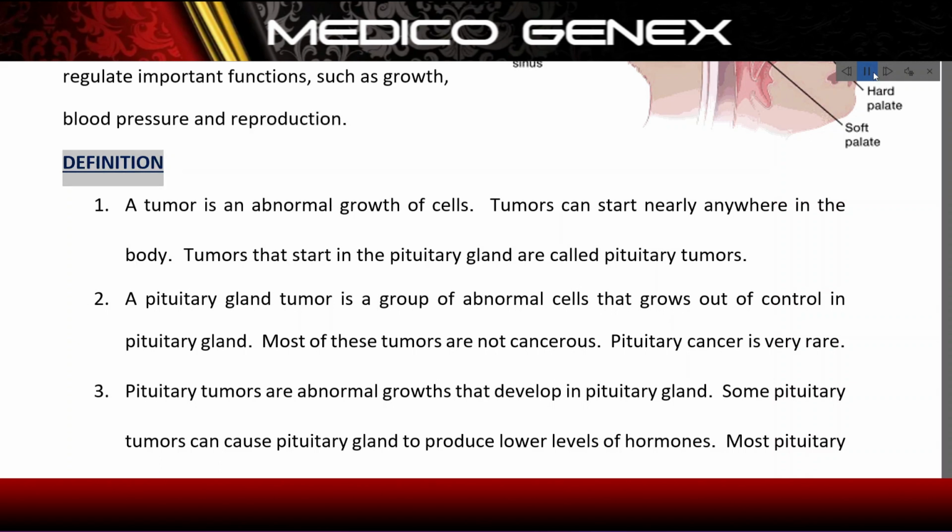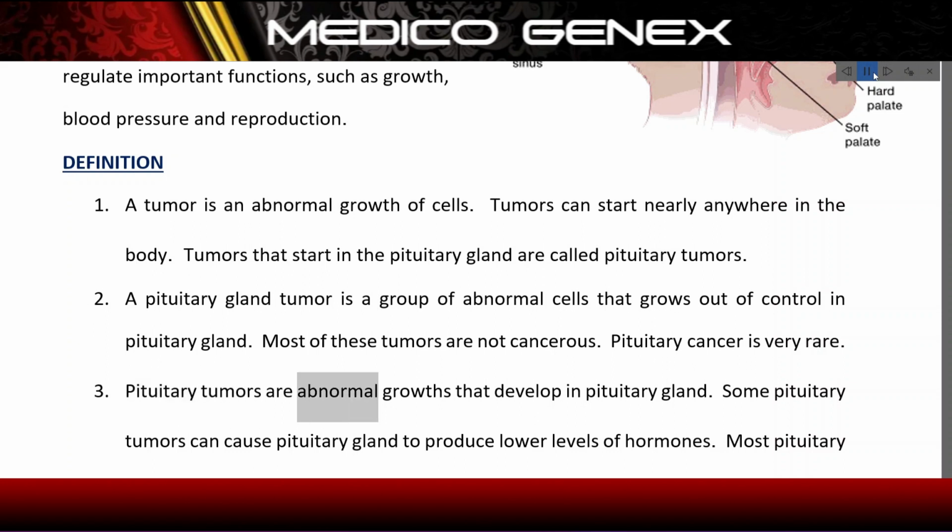Definition. A tumor is an abnormal growth of cells. Tumors can start nearly anywhere in the body. Tumors that start in the pituitary gland are called pituitary tumors. A pituitary gland tumor is a group of abnormal cells that grows out of control in the pituitary gland. Most of these tumors are not cancerous. Pituitary cancer is very rare.